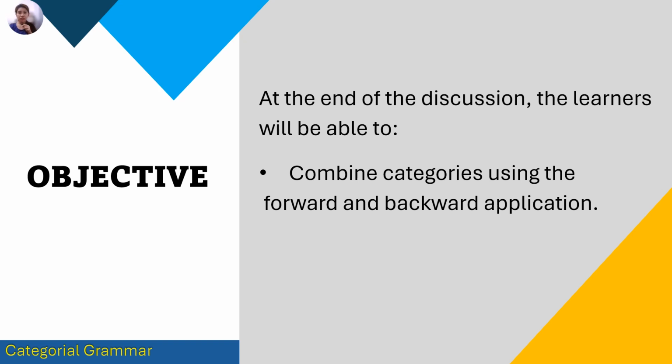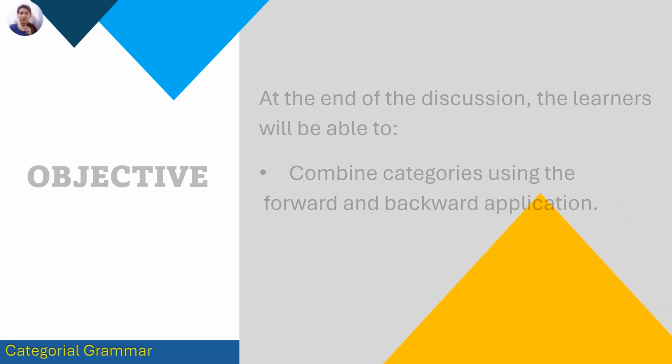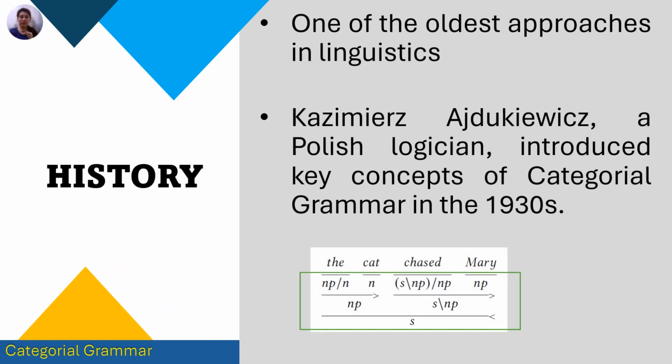The objective is for you to understand the two basic rules in categorical grammar. So at the end of the discussion, you will be able to combine categories using the forward and backward application. But before that, let us know first the history of categorical grammar.